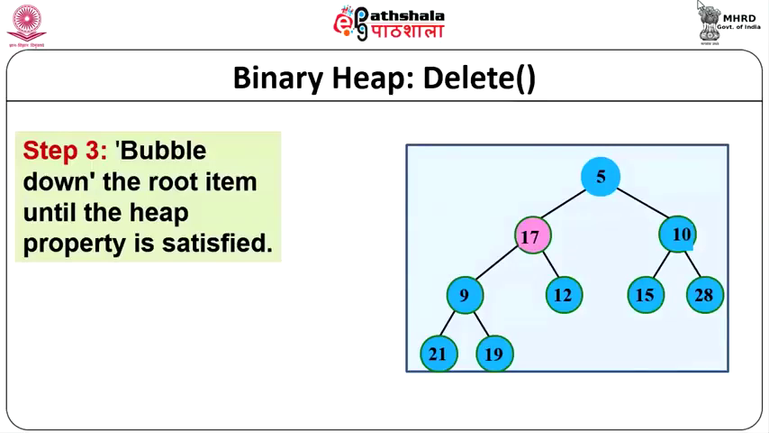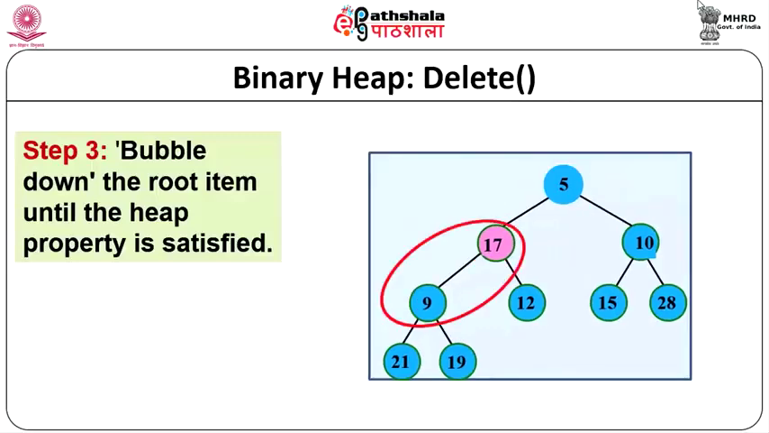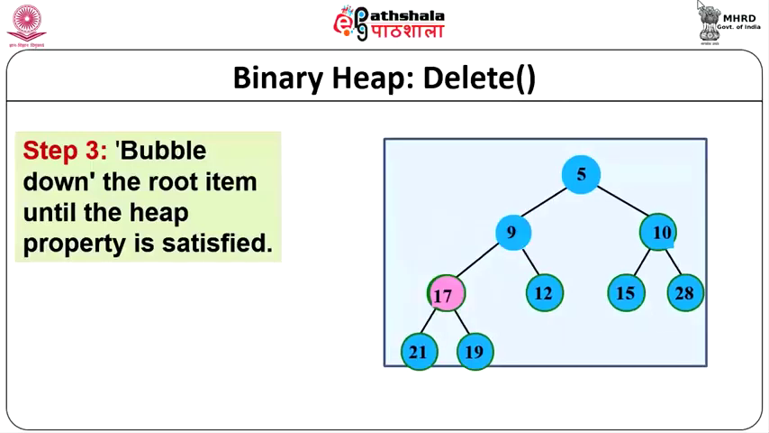Now, again the property is not satisfied. So, we have to look at the 2 children, 9 and 12, and 9 is the minimum. So, we do the exchange, and now it is satisfied. Now we come to 17 and 9, again the property is not satisfied. So, we exchange 17 and 9. Why 9 and not 12? The minimum child has to be chosen.